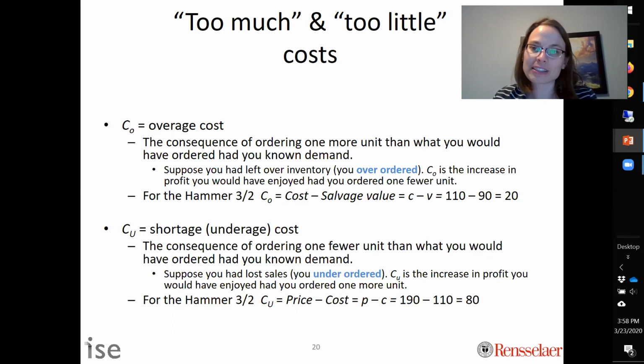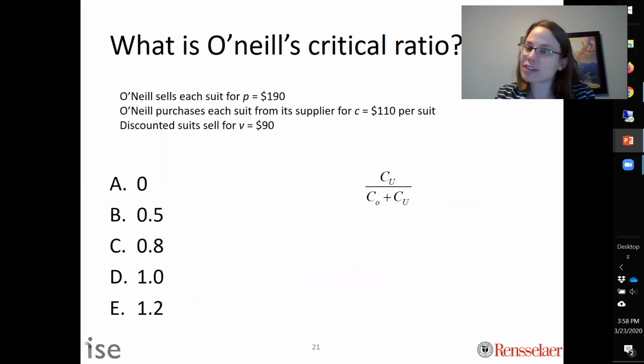So that's gathering this economic data. Now we need to calculate a critical value. To test your knowledge, here's a reminder of what the critical value ratio is. It's the cost of underage over the sum of the cost of overage plus underage. For this example, what is O'Neill's critical ratio? Pause if you need to.